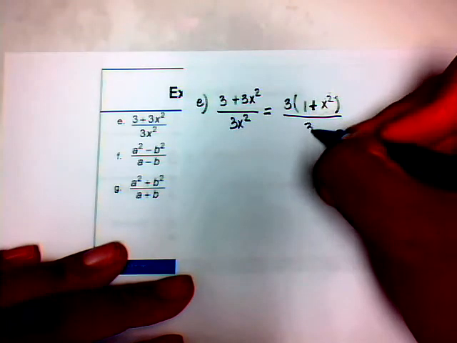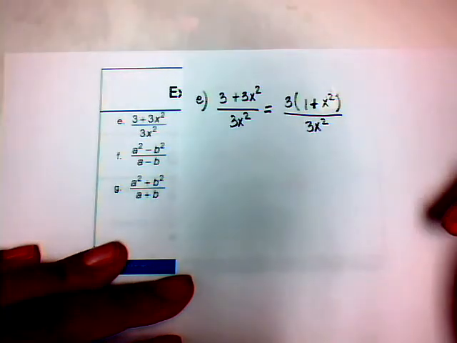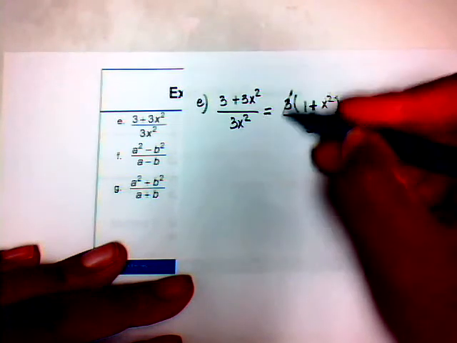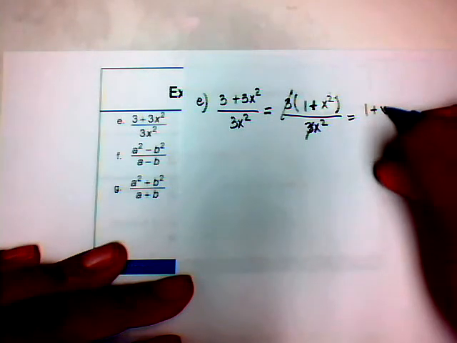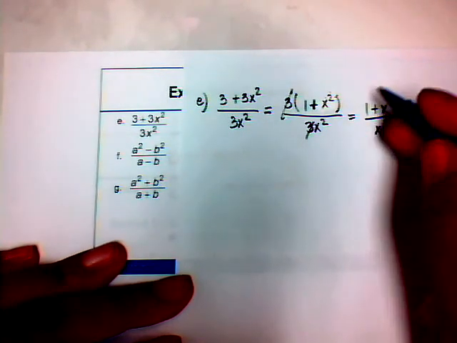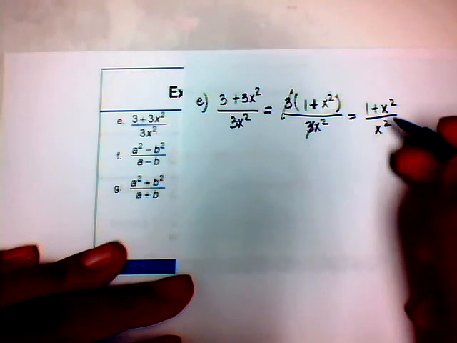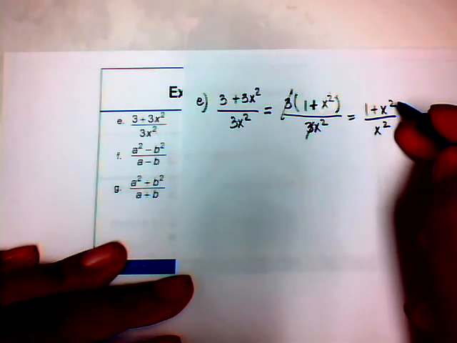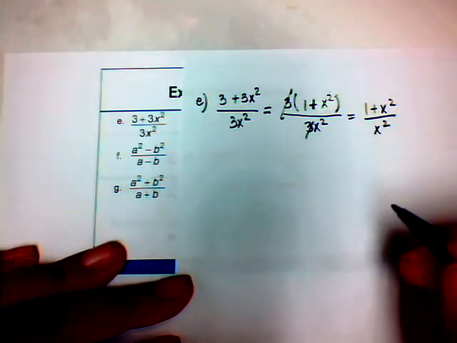all that divided by 3x squared. Now here's what we can do. I've got a 3 in the numerator and the denominator. Those terms can divide out, and I'll be left with 1 plus x squared in the numerator. The denominator, I'll just have x squared. Now this will be as far as I can go with that problem. I cannot cancel x squared because this x squared is not a factor. It's being added to 1.